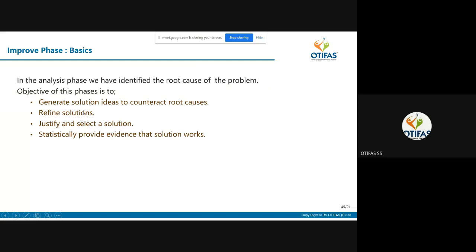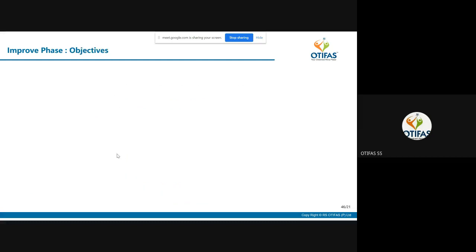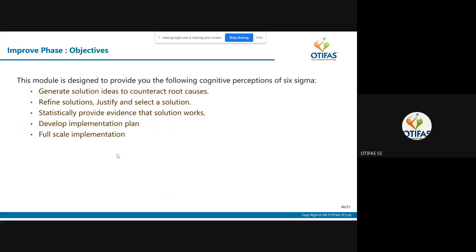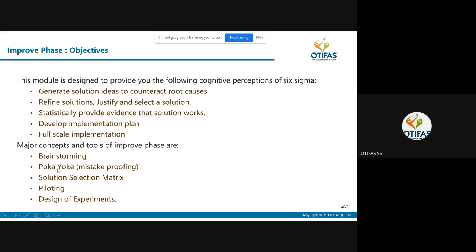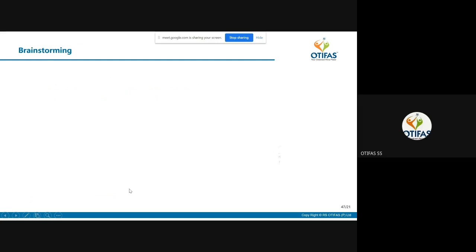So what is brainstorming? Brainstorming is a tool to generate solution ideas to counteract root causes, refine solutions, justify. Improve phase basics. Okay. Develop an implementation plan, etc. These are the phase steps in implementation. So brainstorming is one tool for it. So these are the tools we are going to discuss: brainstorming, solution selection, mapping, piloting, etc. Design of experiment. Again, it is not a yellow belt thing, but we will cover it in black belt.